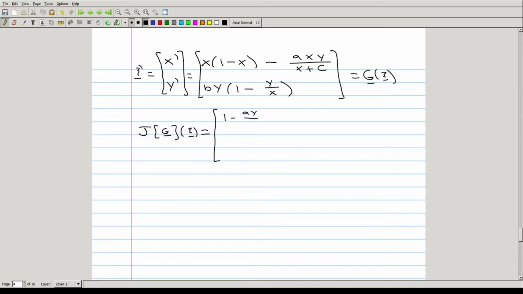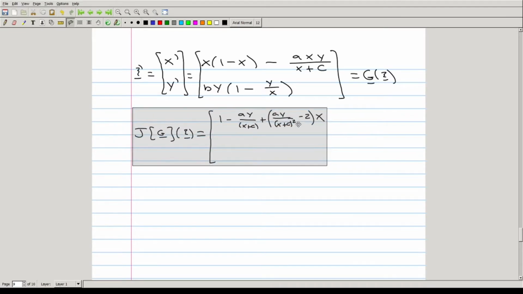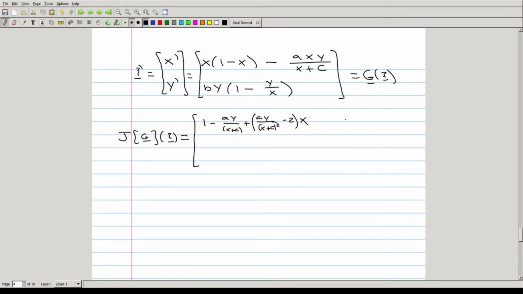1 minus ay over x plus c, plus ay over x plus c squared, minus 2 times x, and then the y partial derivative of this will be ax over x plus c, and the x partial derivative of this becomes b times y squared over x squared, and the y partial derivative of this becomes b minus 2by over x.